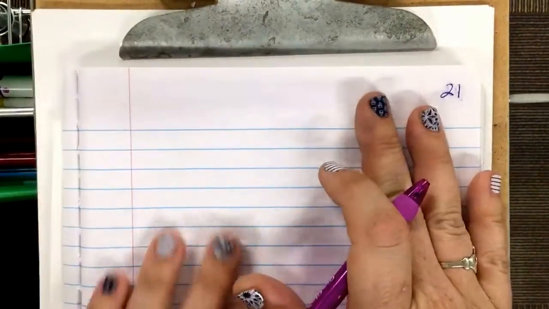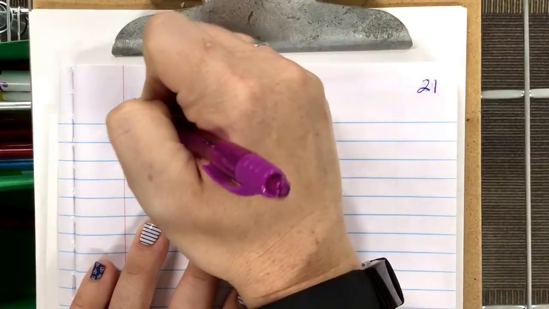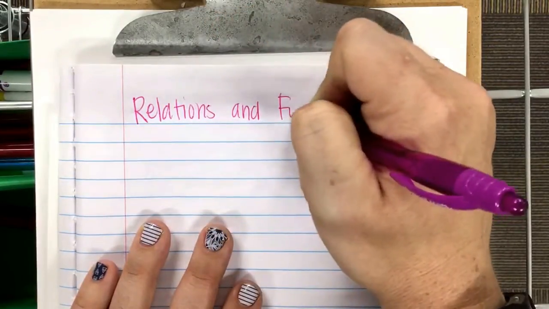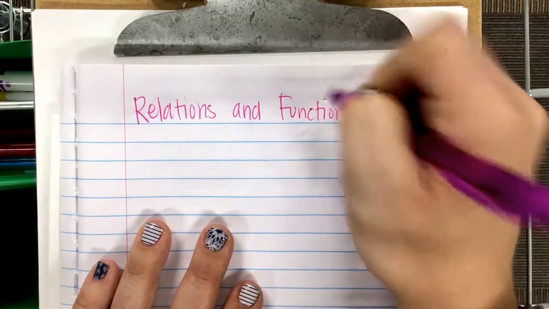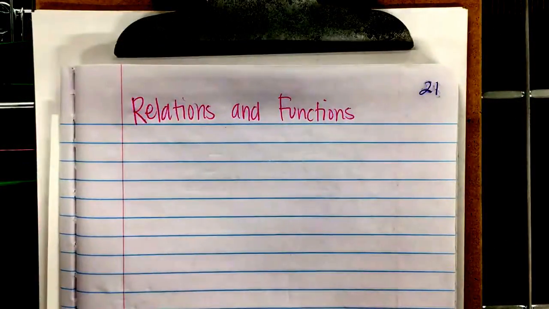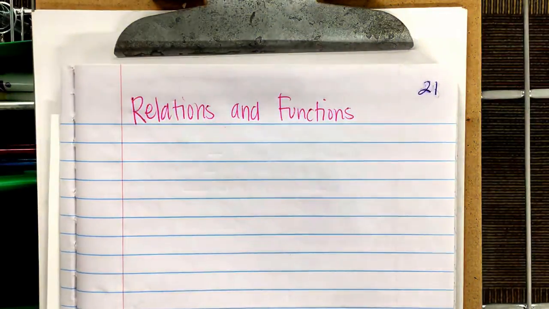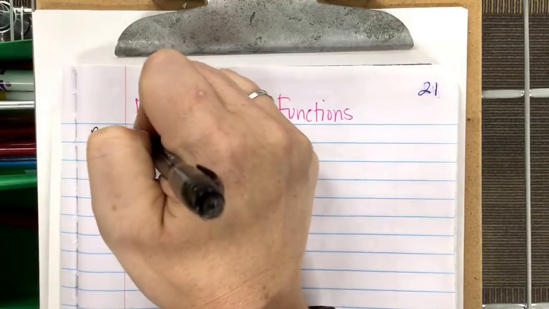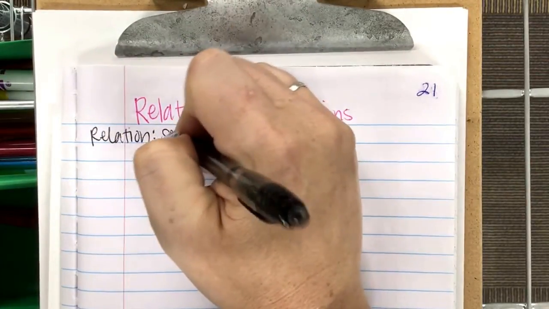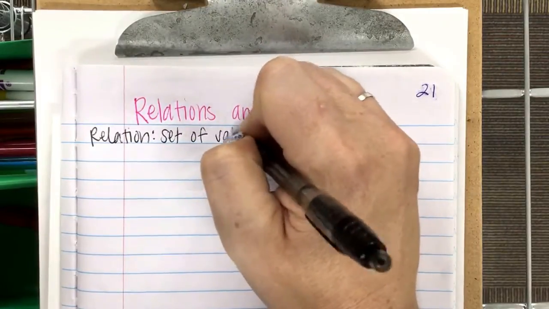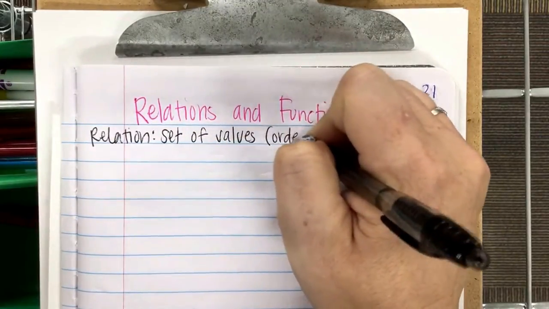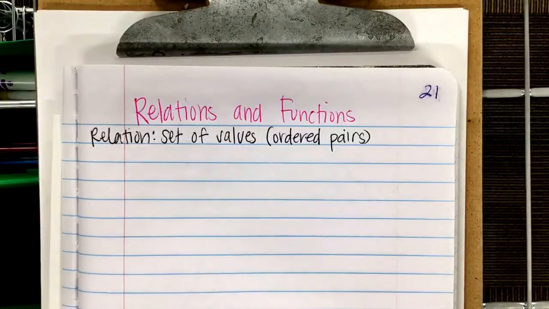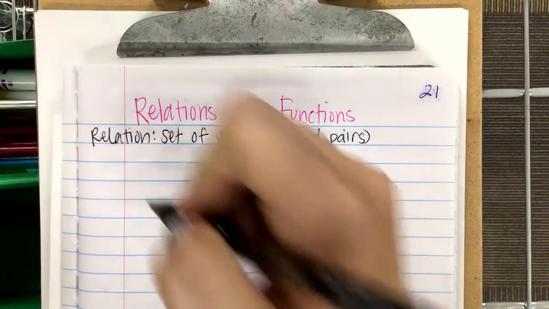Okay, so page 21. This is entitled Relations and Functions. A relation is a very specific thing. So the definition of relation: a relation is a set of values or ordered pairs. So it's a graph, right? It's a set of ordered pairs, numbers that represent a point on a graph that belong together.